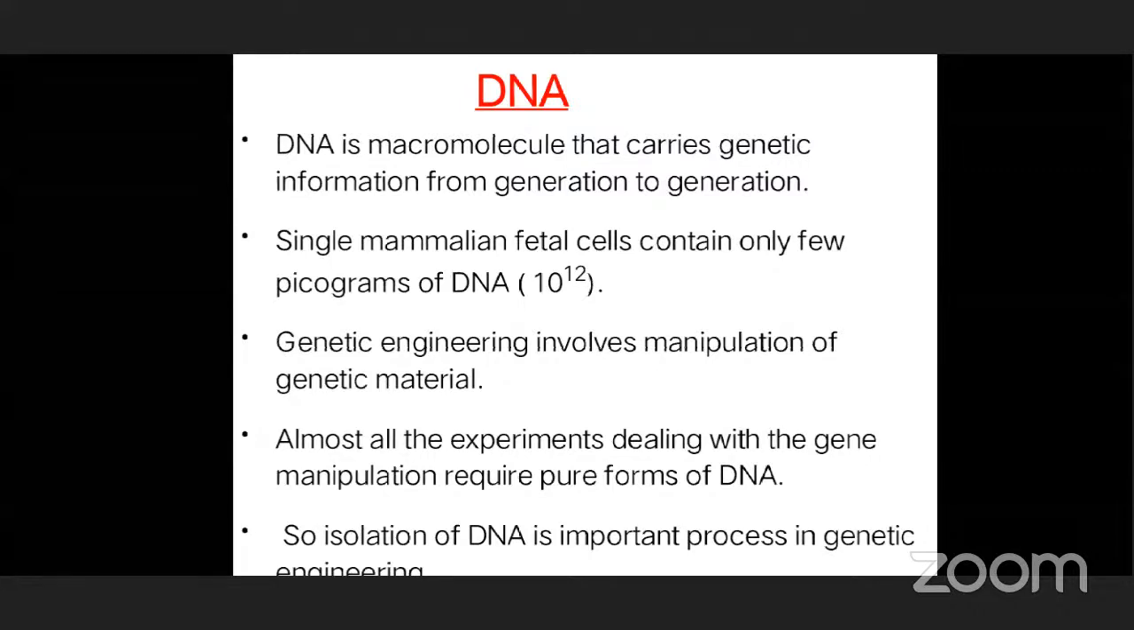Also, some part of this topic is completed in your 12th standard. For example, vector selection, primer selection, and there is modification is there in the genetic material. This process is called as genetic engineering. Also, almost all the experiments dealing with the gene manipulation requires pure form of the DNA. That's why isolation of the pure form of DNA, this process is very important for the genetic engineering process. And last point is, so isolation of DNA is important process in genetic engineering. Then see the next slide.